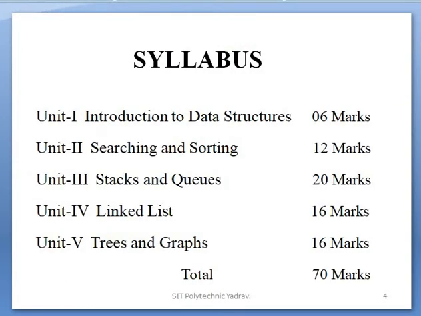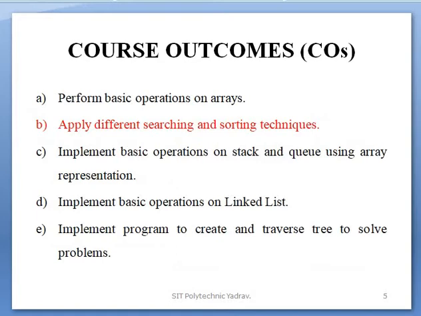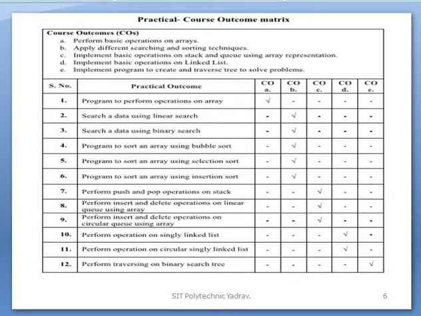The syllabus for your course has 5 units, and here is their marks allocation. Course outcomes: after the completion of practical number 5, we achieve the second CO, that is, apply different searching and sorting techniques.